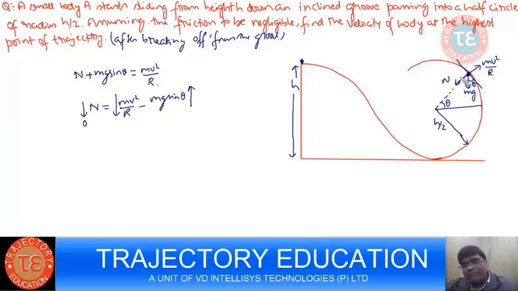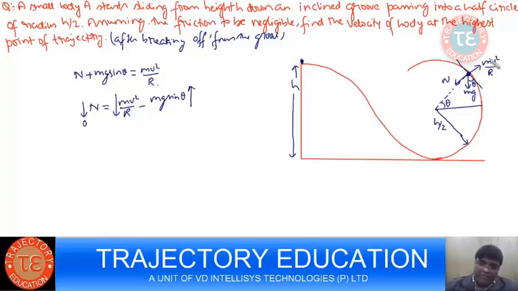So what does it mean? What do I physically signify when I say N is 0? N is 0 means this body loses the contact with the groove. That is what it means. Now can you tell me the value of theta at which this body is going to lose the contact with the groove? We can find it.